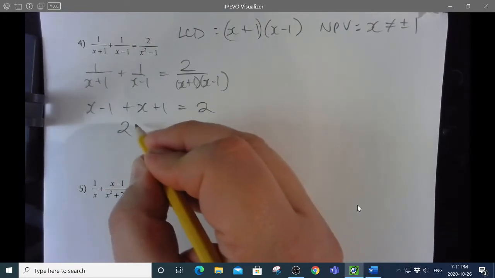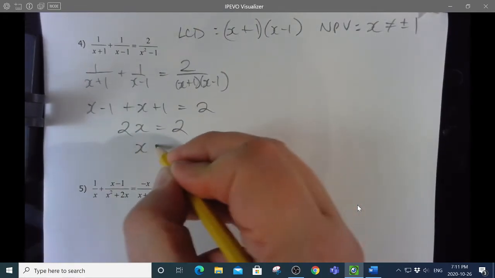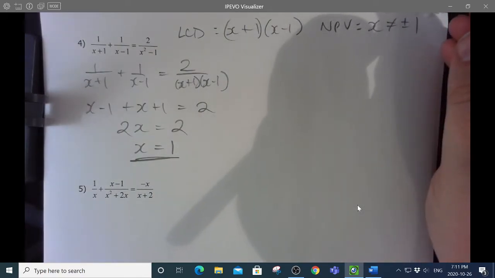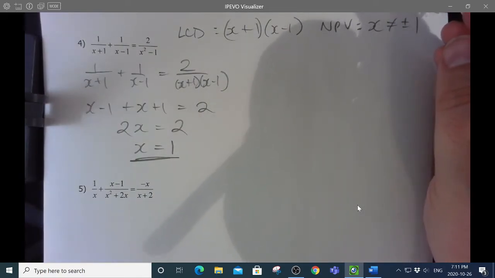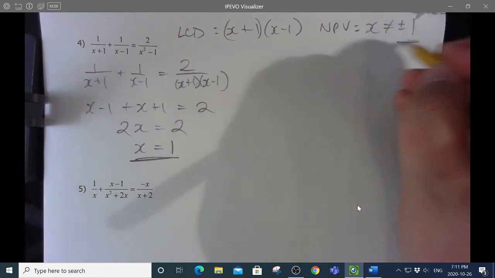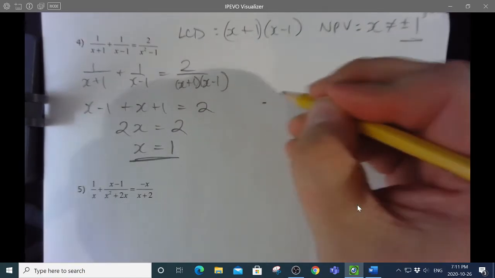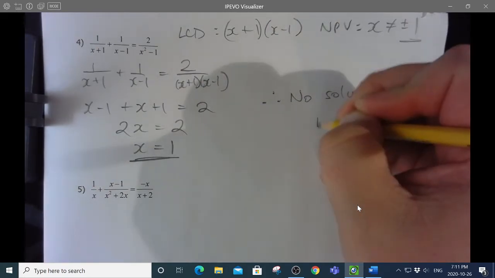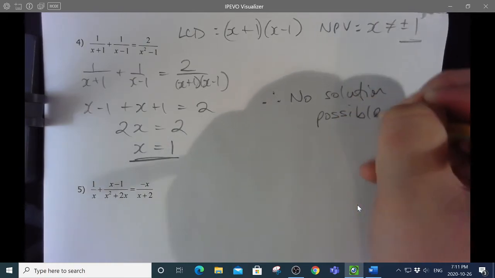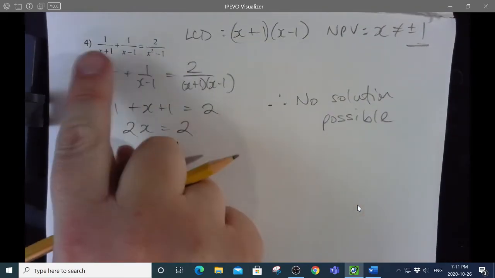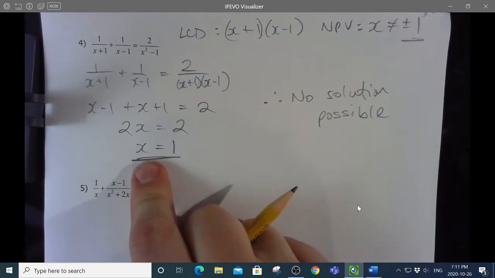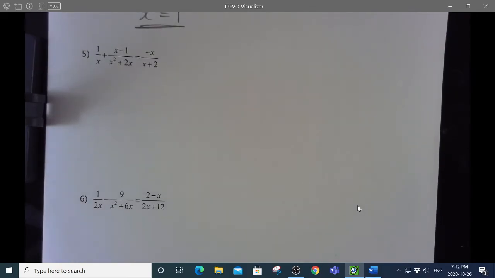So that's 2x equals 2. X equals 2 divided by 2, which is 1. Whoops. Wait a minute. Problem. Non-permissible value says, therefore, no solution possible. In other words, there is no number in the whole universe that can make this equation true if you plug it in for x, because the one number that balanced the two things is not a permissible value. Wah, wah.